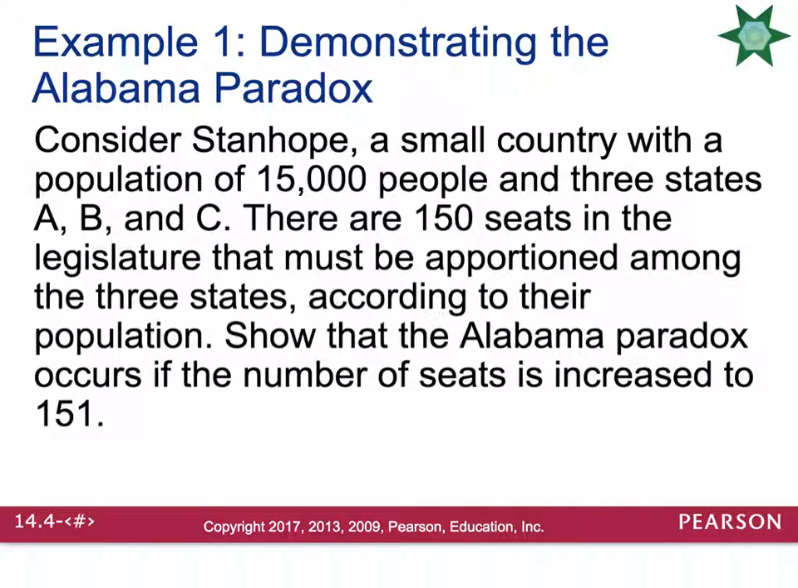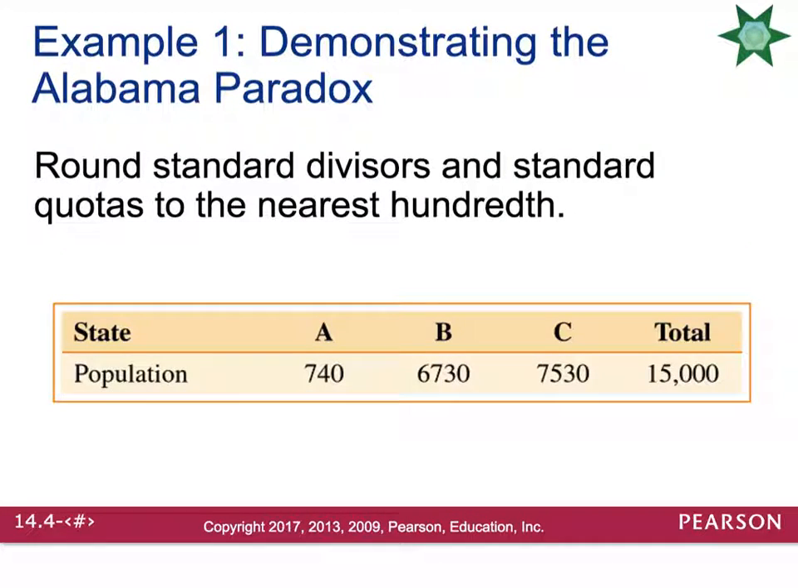So consider Stanhope, a small country with a population of 15,000 people and 3 states, A, B, C. There are 150 seats in the legislature that must be apportioned among the 3 states, according to their population. Show that the Alabama paradox occurs if the number of seats is increased to 151. On this table, I'm showing you the population of each state. State A has 740, B has 6,730, C has 7,530. If you added those together, that would be your total population of 15,000. Round standard divisors and standard quotas to the nearest hundredth.